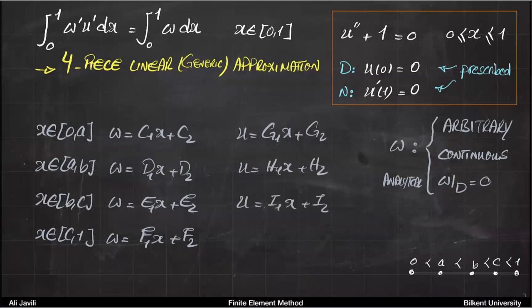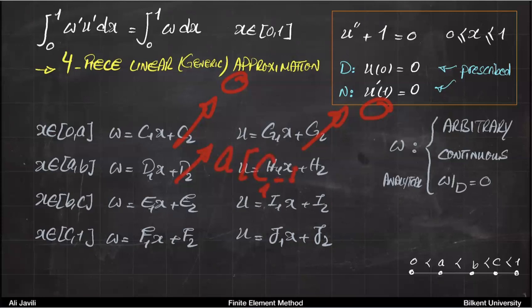I1x plus I2, and U is J1x plus J2. So the next step is to impose the conditions that you have. You need to impose your boundary conditions and continuity conditions. From those boundary conditions, for instance, you can see that G2 would be 0, C2 would be 0 because it's Dirichlet, and then D2 would be A C1 minus D1 because it must be continuous.